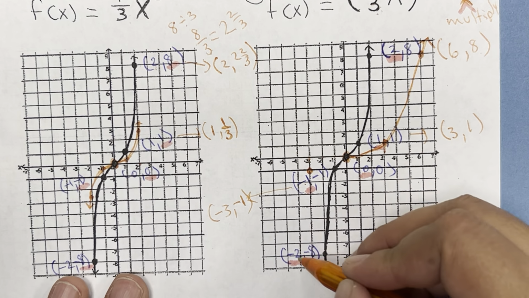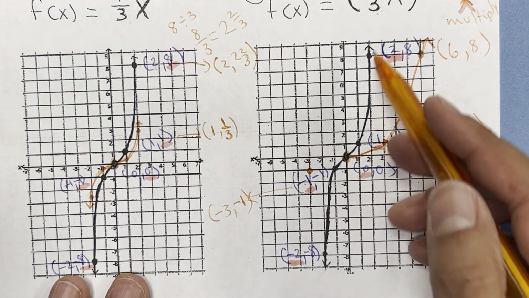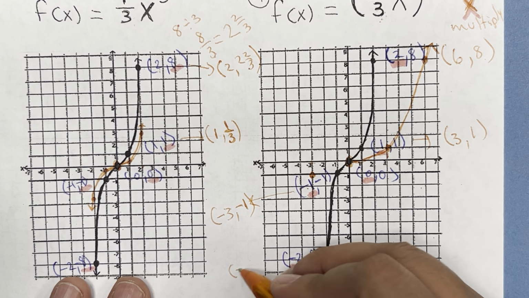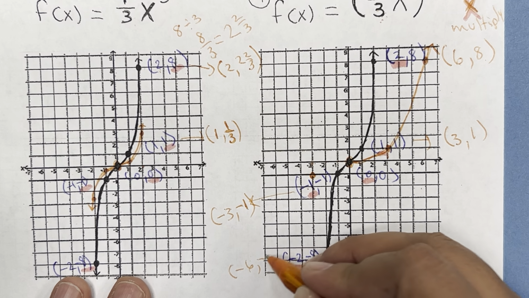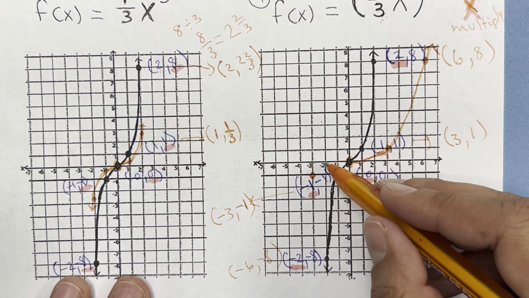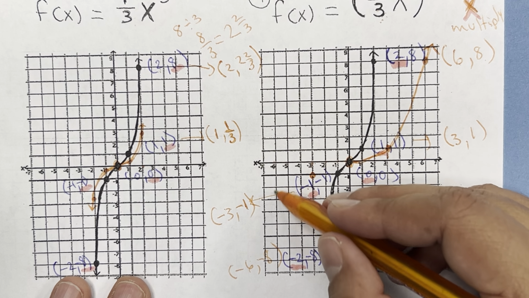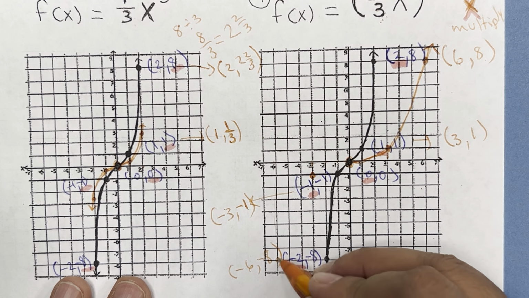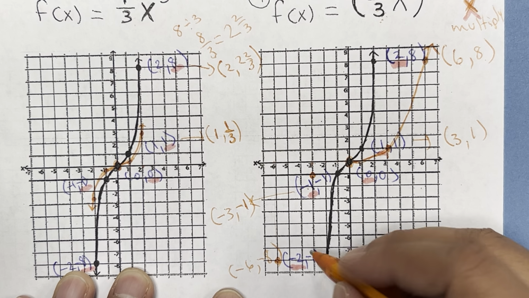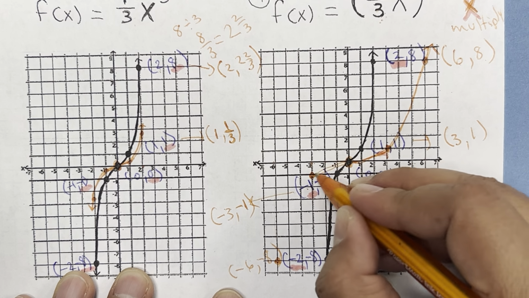Okay, and this one, -2 times 3 is -6. The -8 stays the same. So -6 and -8 right here. And so my graph goes something like this.